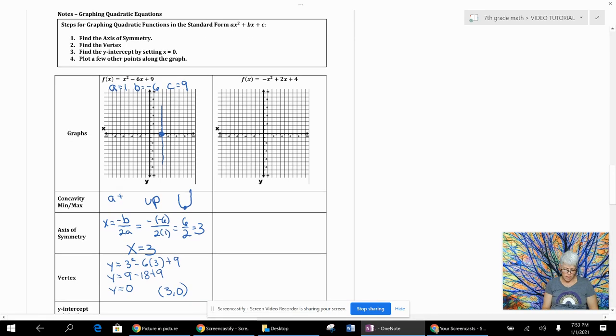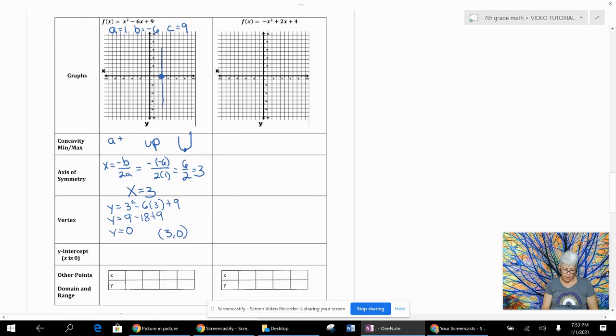To find the y-intercept, I'm going to make x be 0. So back to y equals 0 squared minus 6 times 0 plus 9, y equals 9. So I know that this is going to cross the y-axis at the 9.